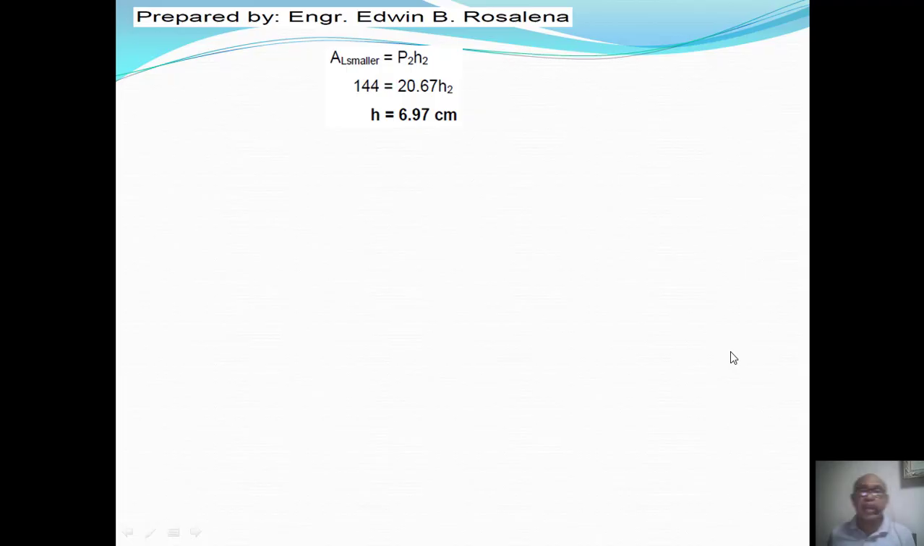Then here we have the lateral area of the smaller cylinder equal to the perimeter of the base times the height. The lateral area is 144, the perimeter is 20.67. We can solve for H2, the height. This should be H2, it has no subscript, please add it. Sorry, I'm only human. So 6.97. Okay, next we have here.